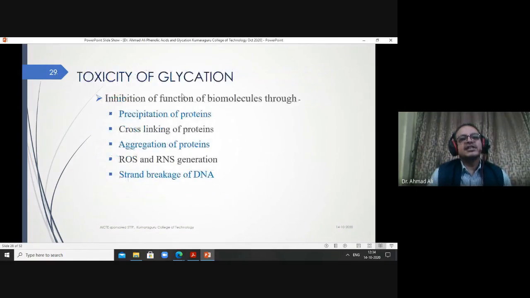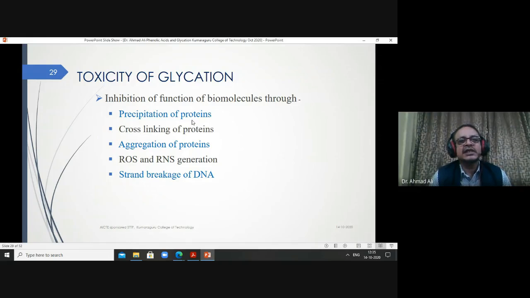Now, how does the process of glycation cause its toxicity or show its harmfulness? It is because of the impairment of the functioning of the molecules. For example, glycation causes precipitation, cross-linking and aggregation of proteins. So ultimately the proteins of the body like glycated hemoglobin, glycated albumin, glycated collagen lose their function, and once they undergo these modifications, they are marked for degradation by the body's proteasome system.